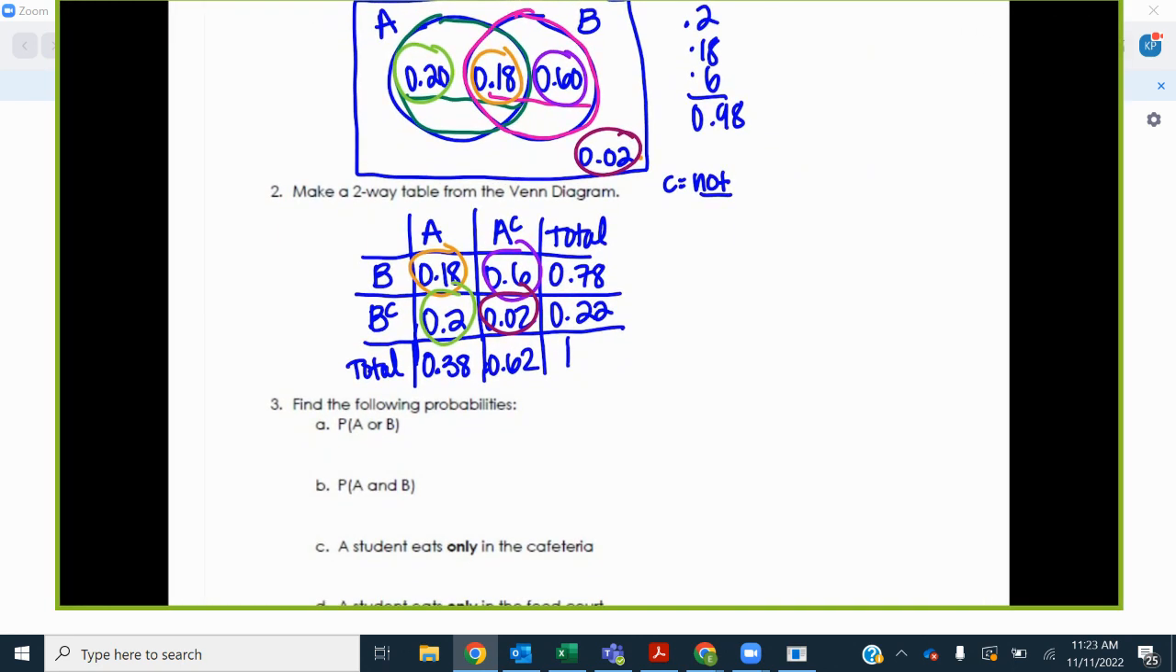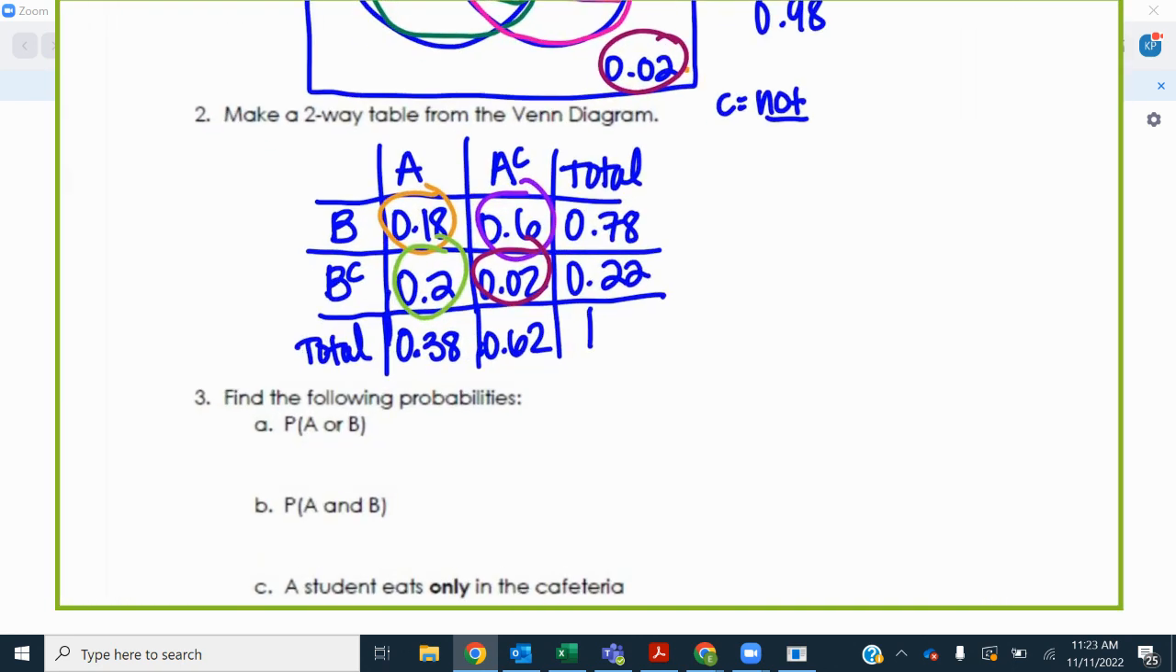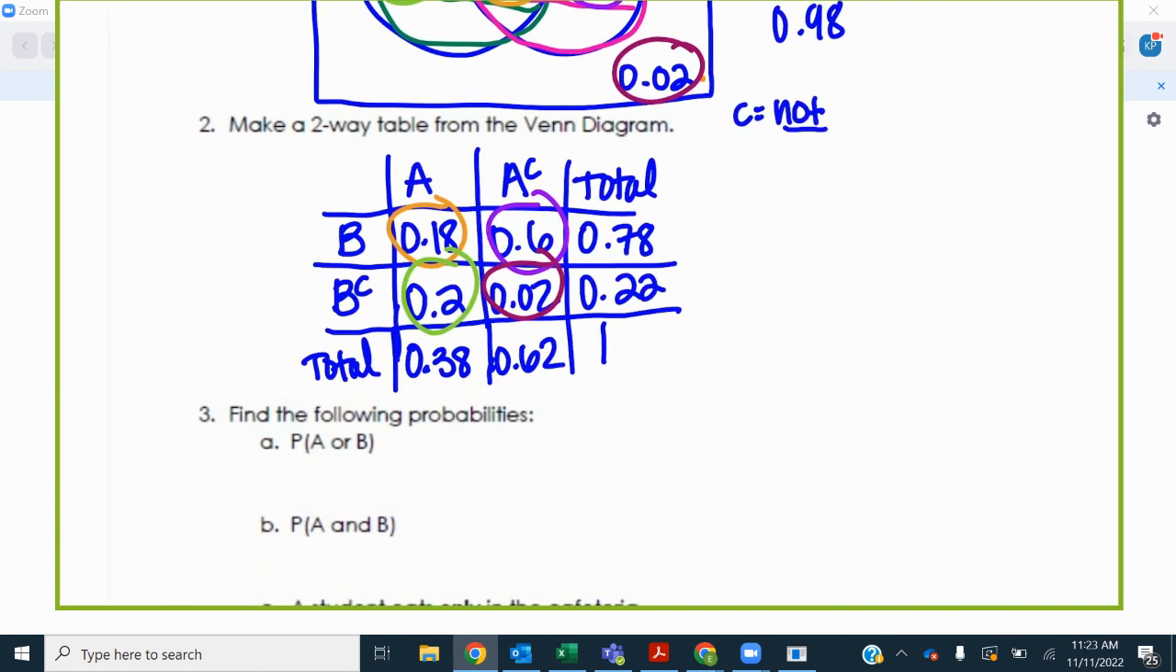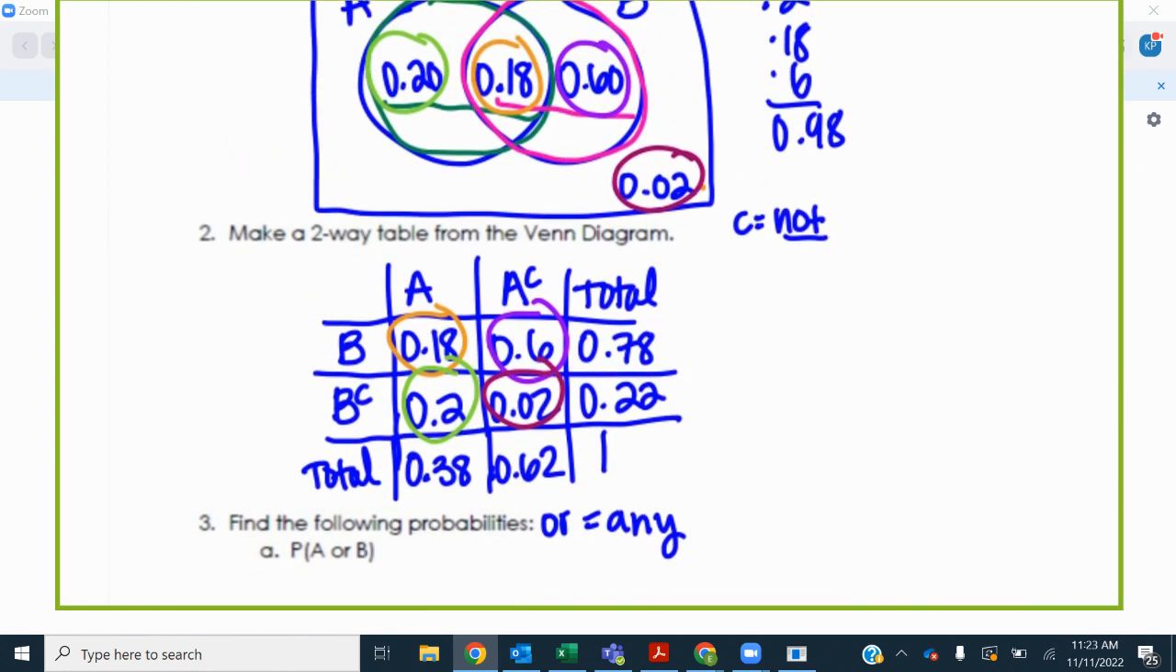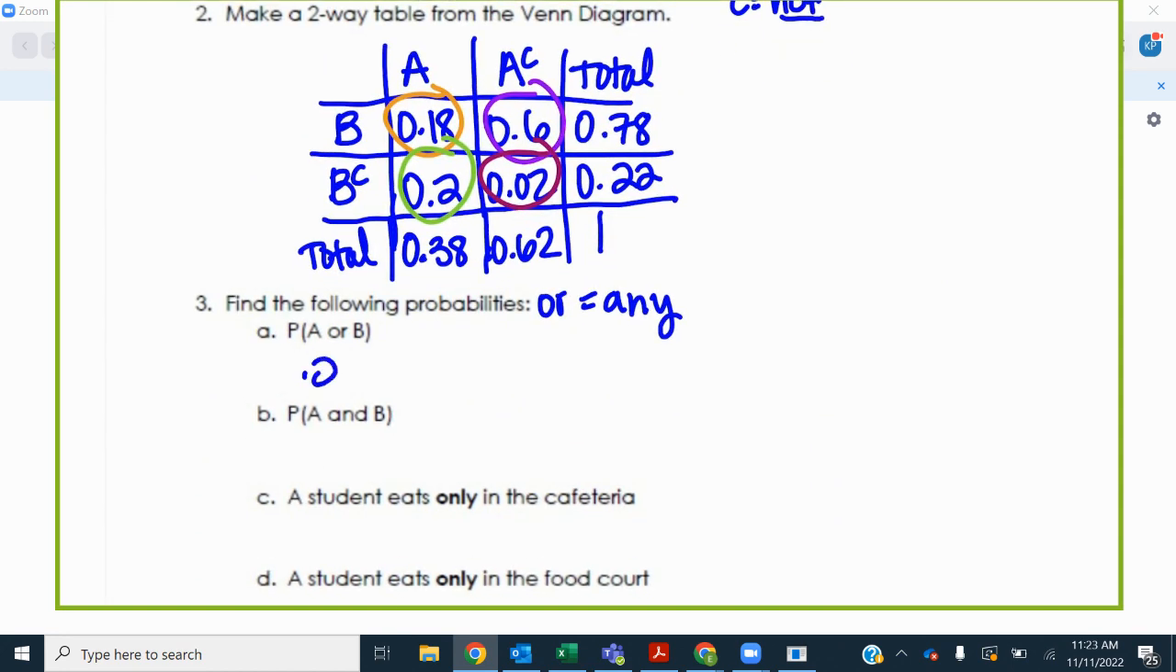Okay, so number 3, find the probability of P of A or B. In statistics, or is synonymous with any. So A or B would be food court or cafeteria or both. So we could just add up 0.2 plus 0.6 plus 0.18 and get 0.98. We'll talk about that a little bit later on in the lesson too. A and B is where they overlap, so we know that as 0.18.